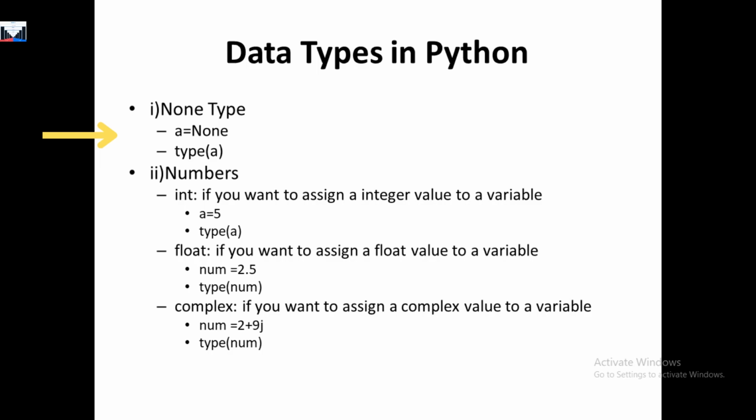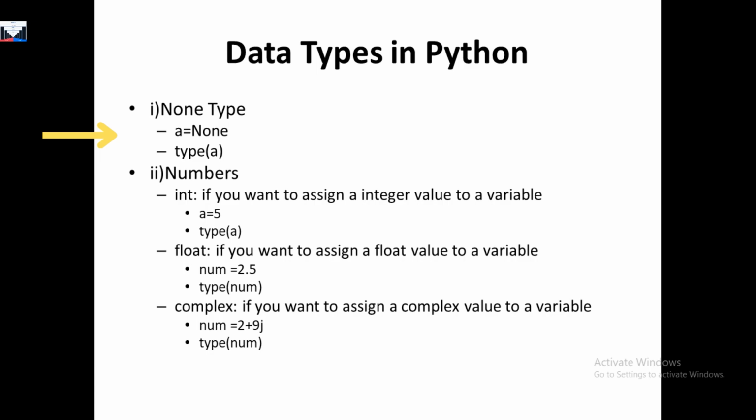Now coming to the none data type. We can declare it like this: a is equal to None, and type of a shows it is the none data type. Just now I told you none is similar to the null data type. In the same way we will be writing it like this.